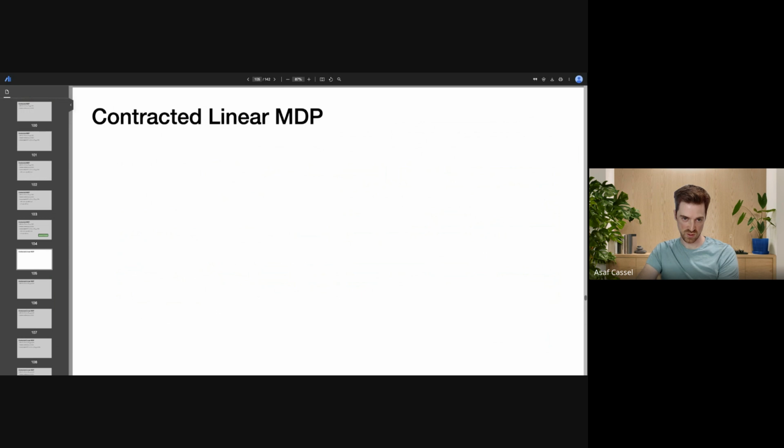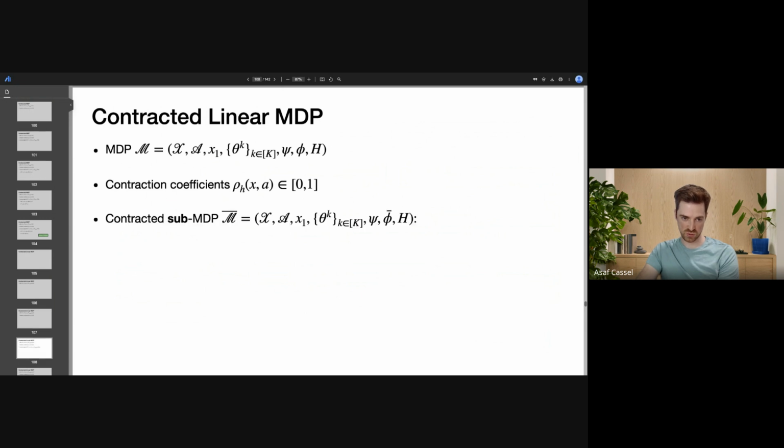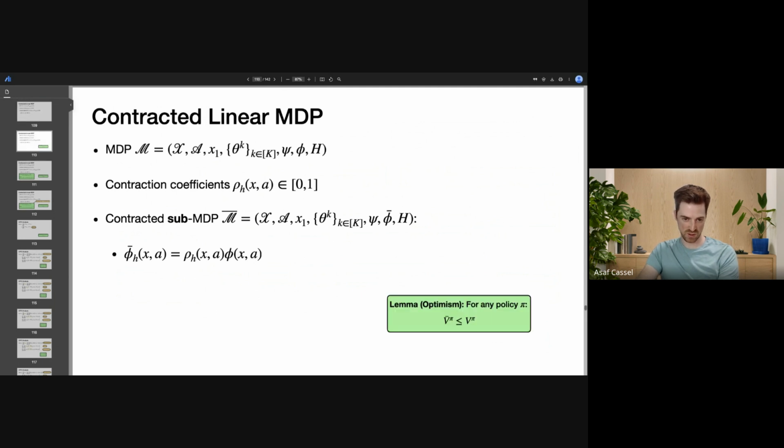Okay, and if you take this notion to linear MDPs, in linear MDPs you have the thetas, the psi, and the phis. And again, you have the contraction coefficients. So the contracted linear sub-MDP keeps the thetas and the psi the same, and is only contracting the features. This is a pretty nice and compact way to put it. And again, this is completely equivalent to the tabular case that I showed in the previous slide. So we, again, have optimism.